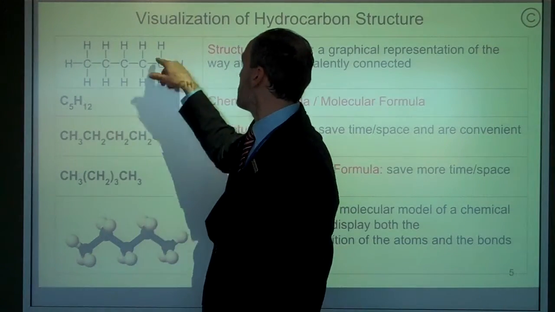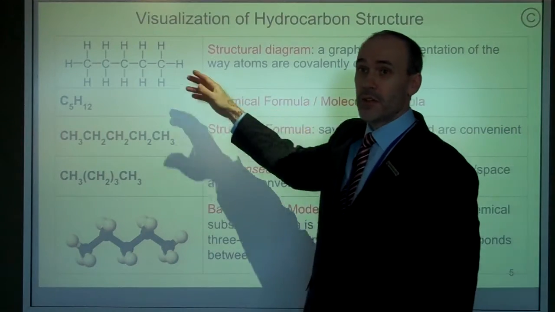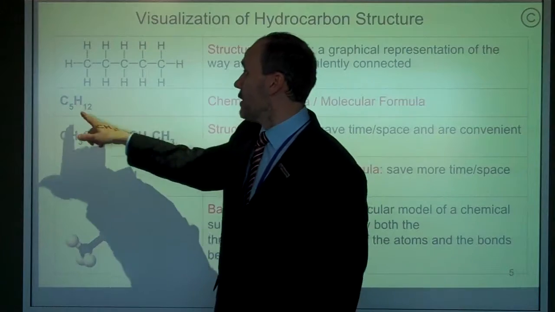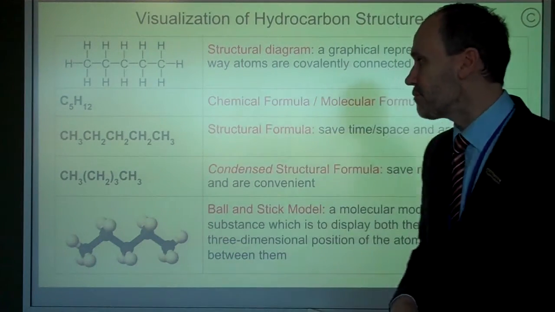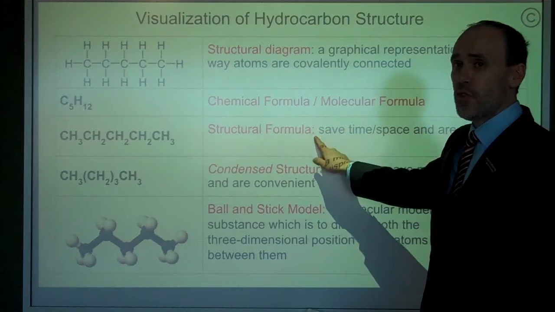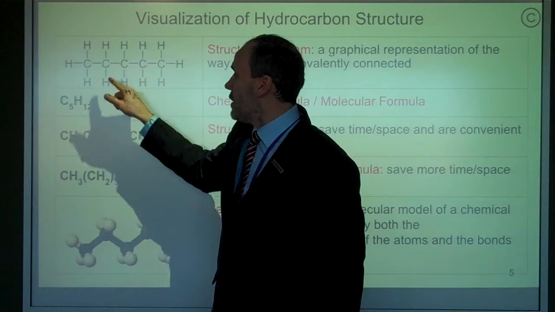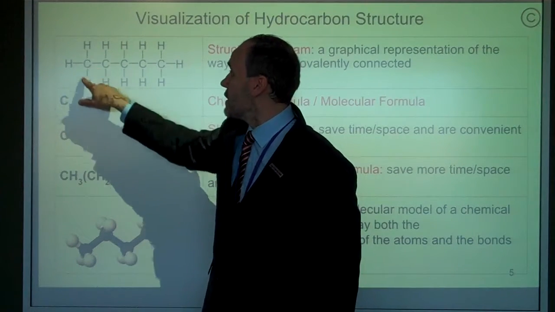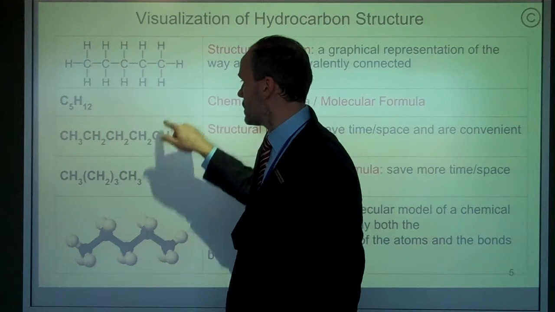And it's got its hydrogens. That's the structural diagram, the drawing, if you like. Now, the chemical formula, you just count them. There are 5 carbons and 12 hydrogens. That's it. That's all you need to know. The structural formula, you'll be doing a few of those. You just get rid of the lines, it saves space. So you just read it off: CH3, CH2, CH2, CH2, CH3.